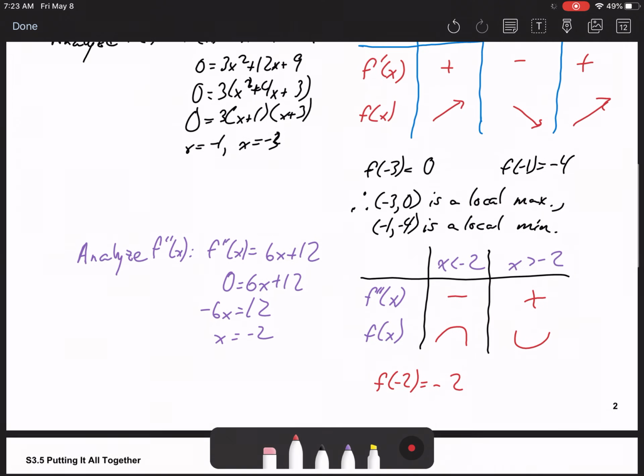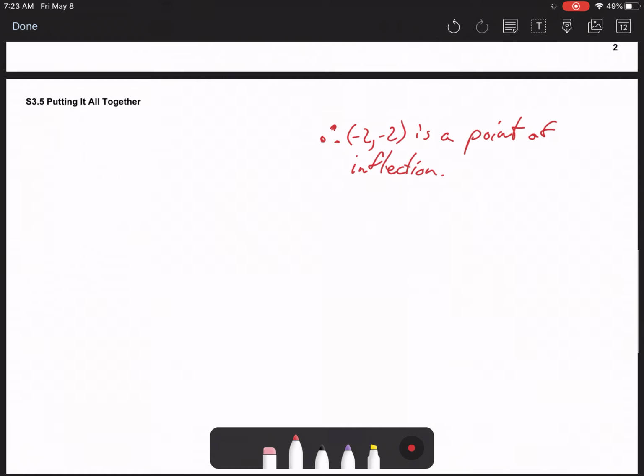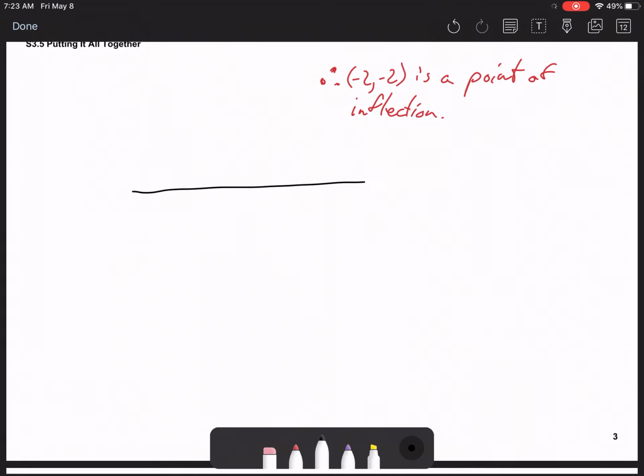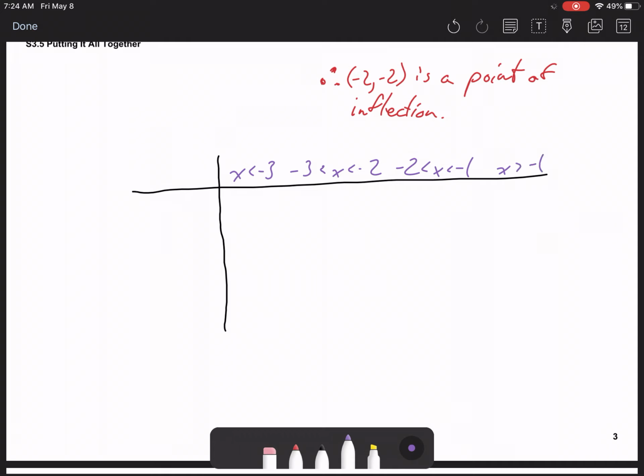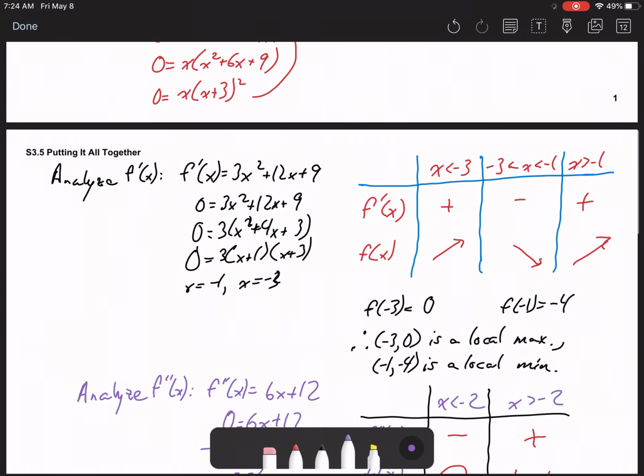Now, instead of having two separate interval charts, I have seen people put together one interval chart between the two of these. So you could do that, and let me show you what that looks like. You would put down x less than -3, -3 less than x less than -2, -2 less than x less than -1, and x greater than -1, since those were the values of interest here. You would analyze f prime of x and f double prime of x to give you f of x. We knew from our first one we had zeros at -3 and -1.